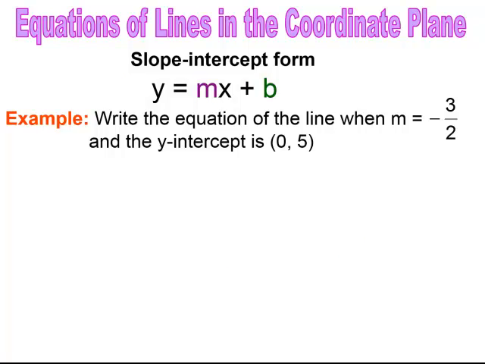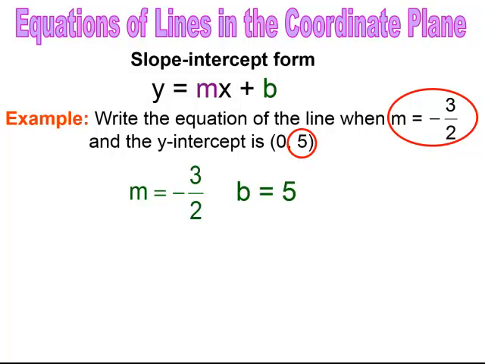So if I'm asked to write the equation of the line with the slope -3/2 and the y-intercept is 0, 5, I have my y-intercept and I have the slope. And I'm going to plug it into the y equals mx plus b. So I'm taking the slope, I'm taking the y value in the ordered pair, and that's going to be my b, my intercept. And all I'm going to do to write the equation with this information is substitute it into the m and the b, and I have my equation of the line.